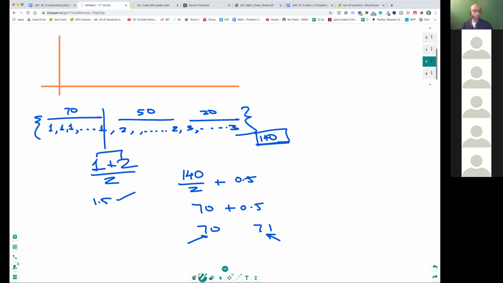So they're going to give you one, right? Let's say the number of students who have one sibling, right? There are 70 students who have one sibling. How many students have two siblings? 50 students have two siblings. And then how many students have three siblings? 20 students have three siblings, right? Something like this. And then find the median of this.